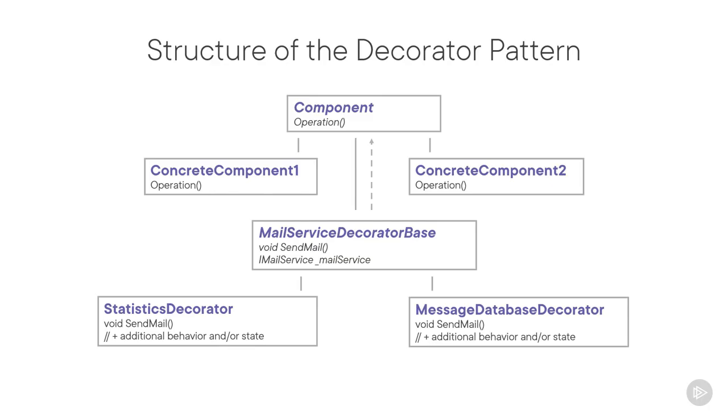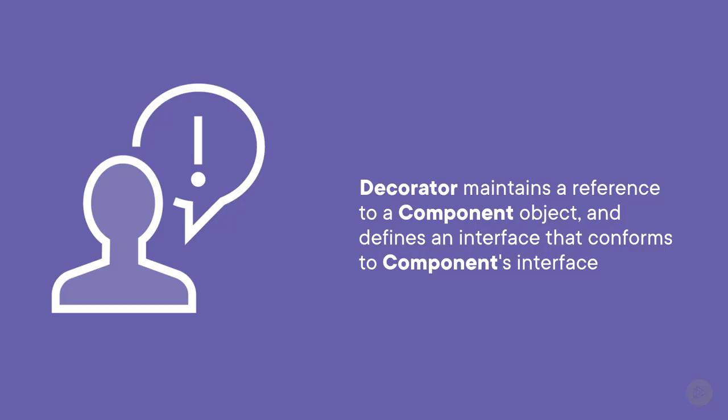The other implementation of that IMailService interface, or of that component in this case, is structurally called the decorator. That's our abstract MailServiceDecoratorBase class. It intercepts, if you want, the SendMail operation, thus allowing us to extend the functionality of the object. It maintains a reference to a component object and defines an interface that conforms to the component's interface.